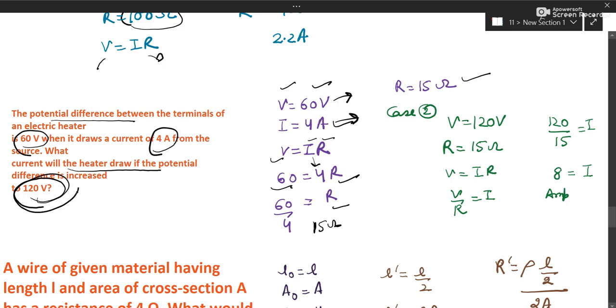Now in case 2 you have been given a new voltage. So this is your voltage. Resistance you have just found, you can use and you can find out the current now. Okay. So getting to the next question.